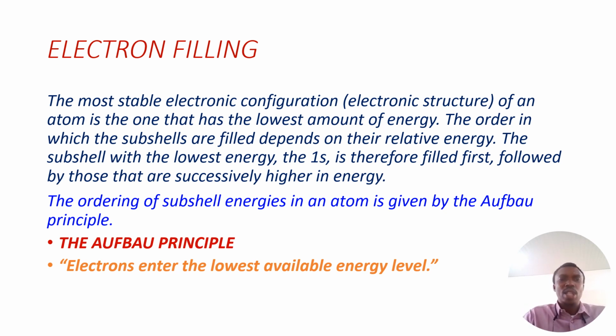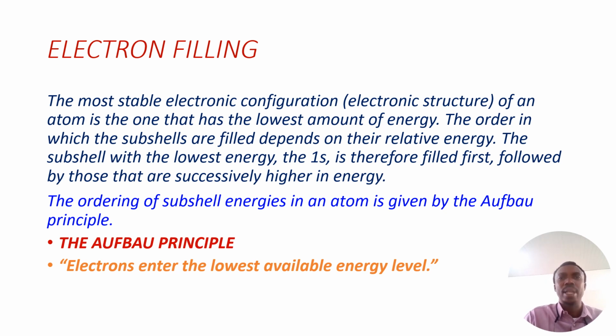So the ordering of subshell energies in an atom is given by the Aufbau principle. The Aufbau principle says that electrons enter the lowest available energy level. So you start filling from the lowest energy level to the highest energy level. The Aufbau principle simply means building principle. You build from the bottom to the top, from the lowest energy level to the highest energy level. So that is how electrons are filled, using the Aufbau principle, that the electrons enter the lowest available energy level.